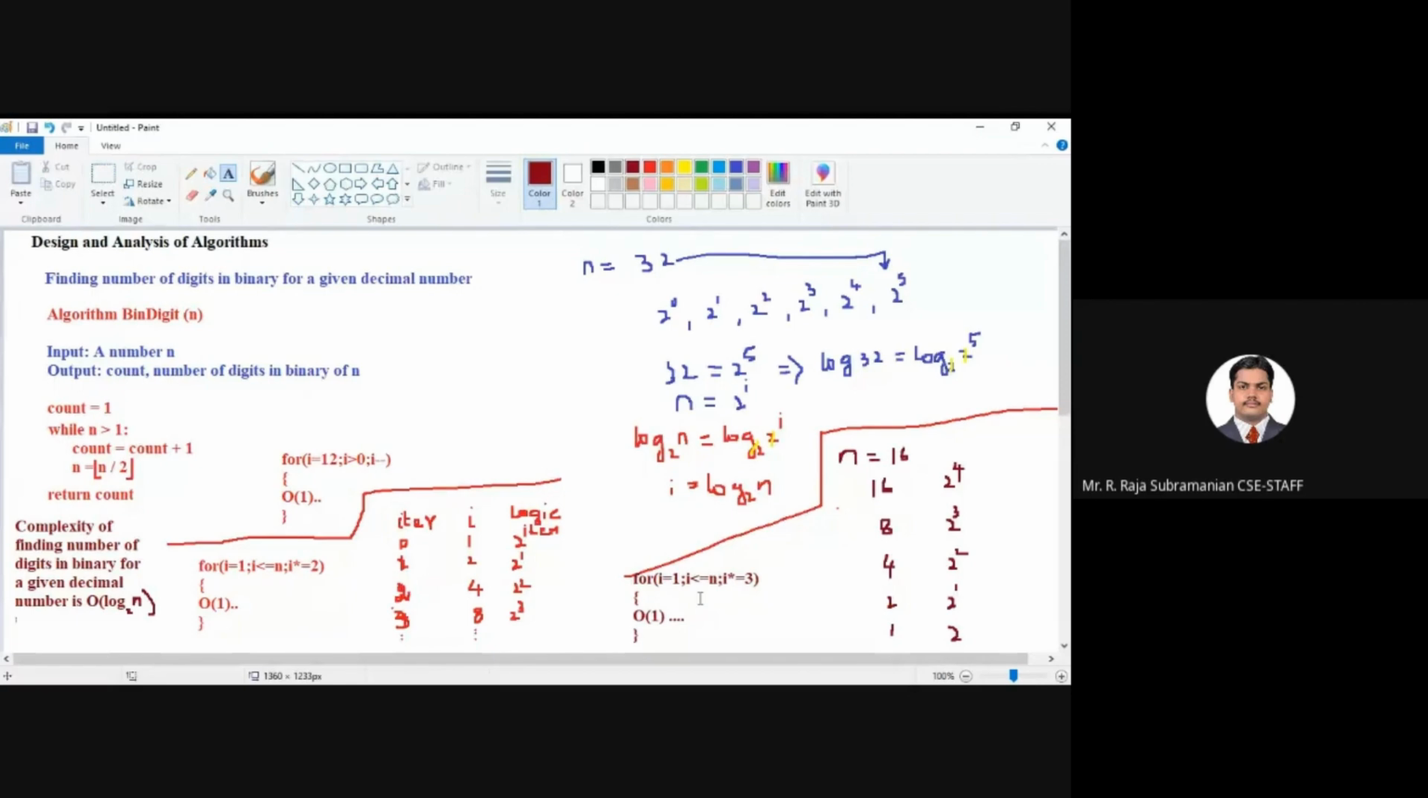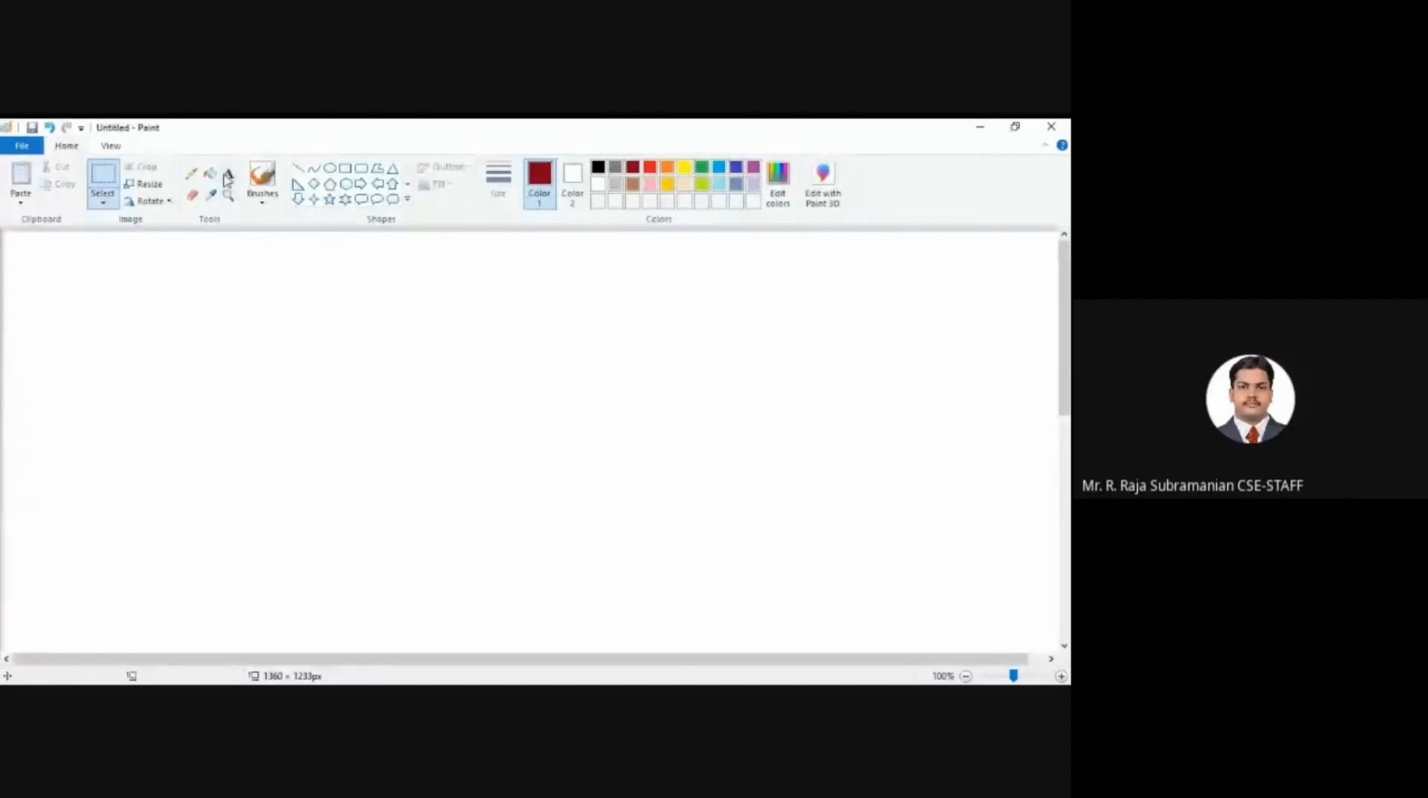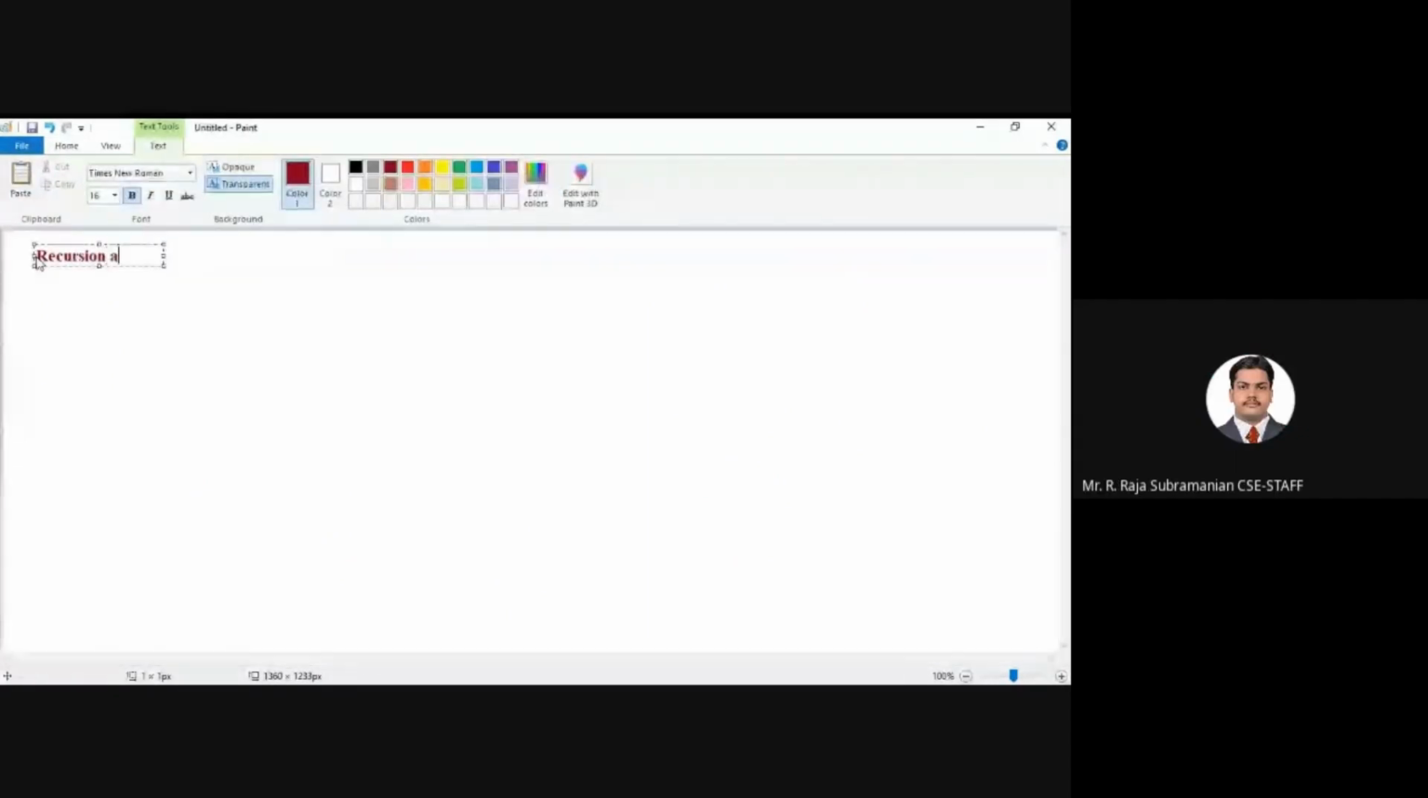Shall I erase this? Yes, sir. Recursion algorithm. So what is the definition of a recursion algorithm? A function that calls itself is called a recursive function. Conditions for recursion. The constraints for a recursion algorithm.